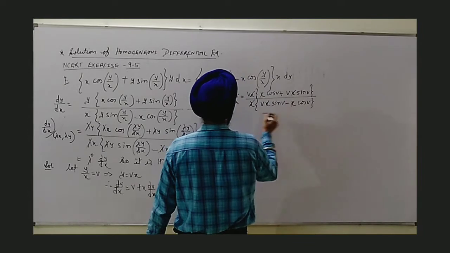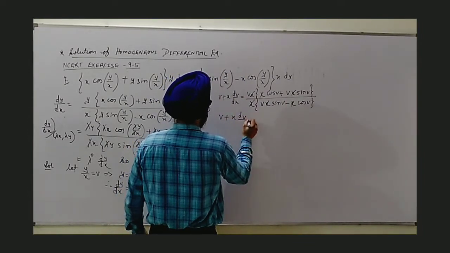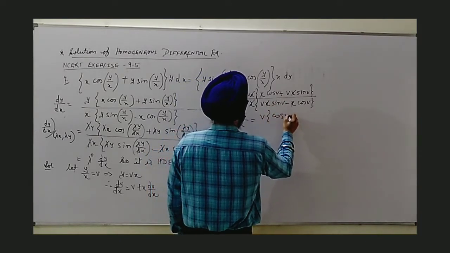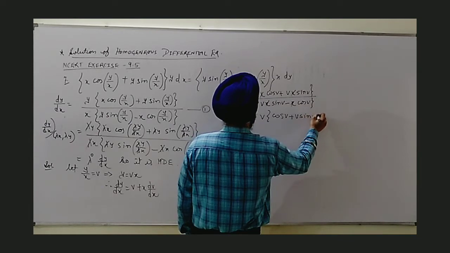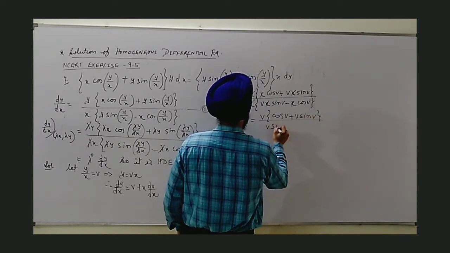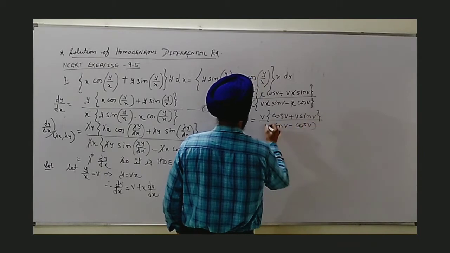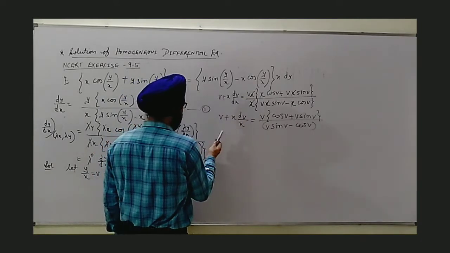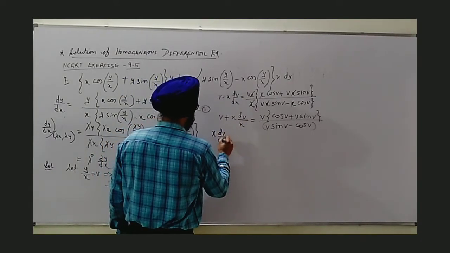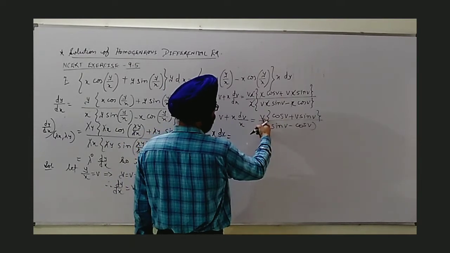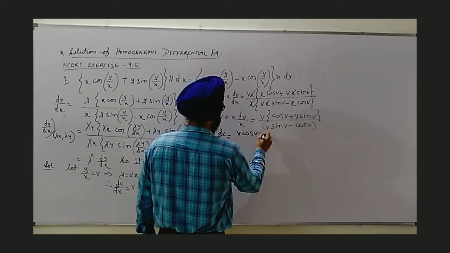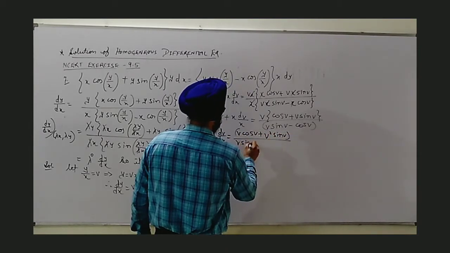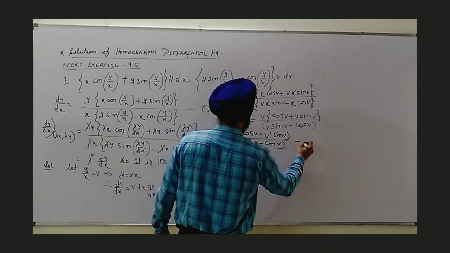After the cancellation, we are left with v plus x dv by dx equal to v cos v plus v sin v upon v sin v minus cos v. Check. Now, this single term of v is shifted to the right hand side. We get x dv by dx equal to, here I am opening with v cos v plus v square sin v, upon v sin v minus cos v, and this comes as minus v.